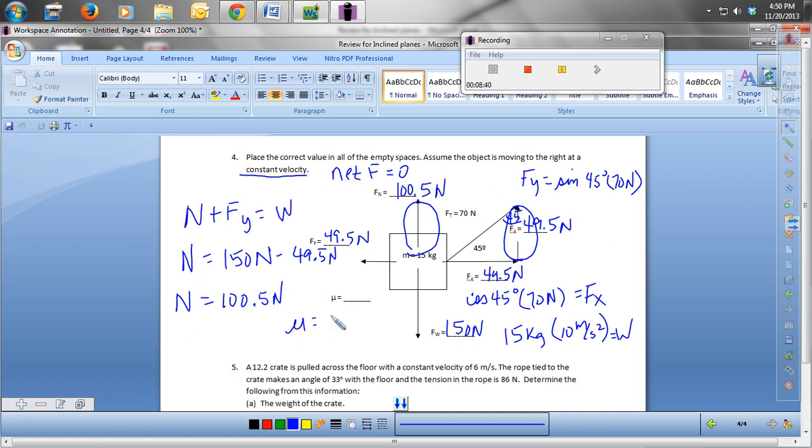Get mu by saying friction over normal. Friction we said was 49.5. Normal we just calculated to be 100.5. They're both in newtons, so that'll cancel. So if I take 49.5 and divide it by 100.5, I got my mu to be 0.49.